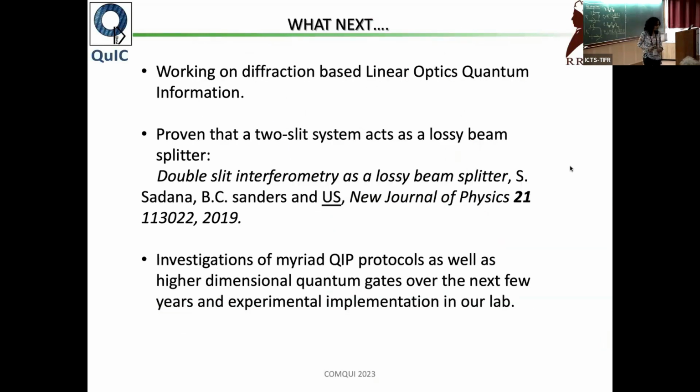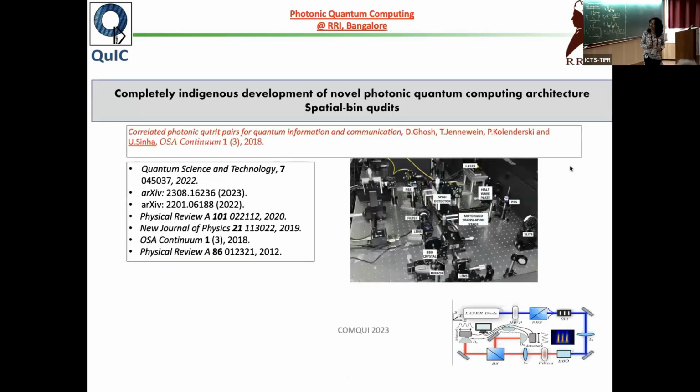So what next? Now we have this very nice pair of bipartite qubits, which are nearly maximally entangled. We know exactly how entangled they are. We are working on diffraction-based LOQC. And we have already shown the beam splitter. Now we want to show the phase shifter. Then we can use the Reck-Zeilinger protocol to come up with different kinds of arbitrary protocols for computing as well as communications. And so this is what is going on right now.